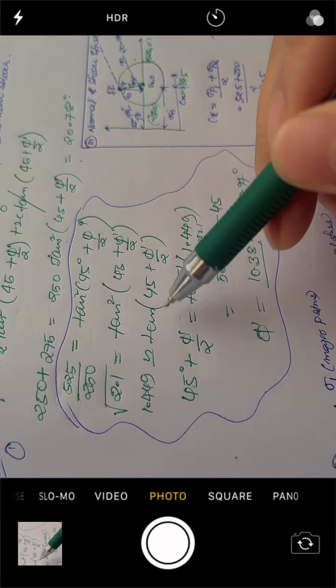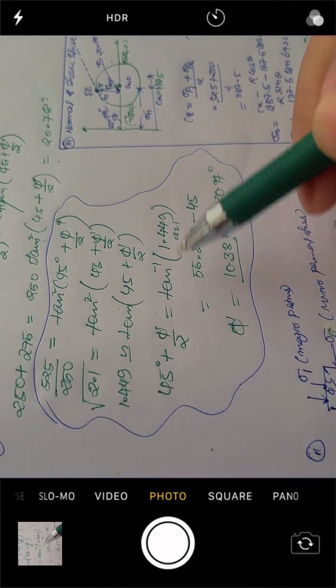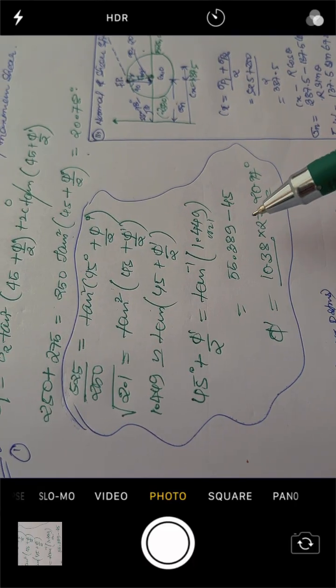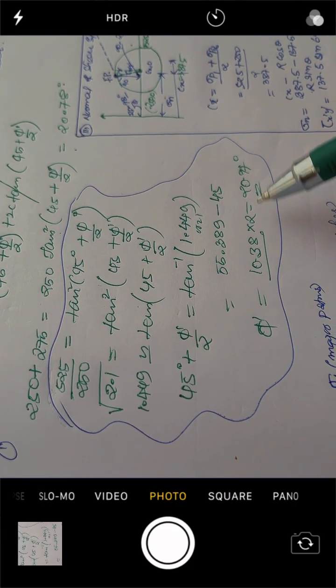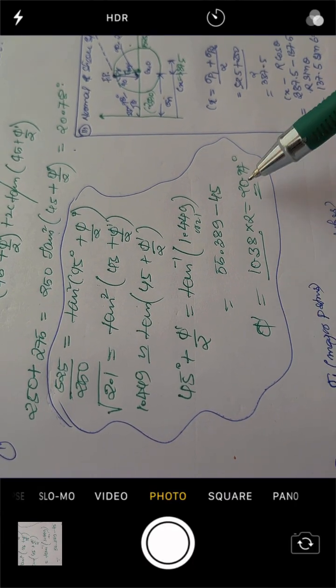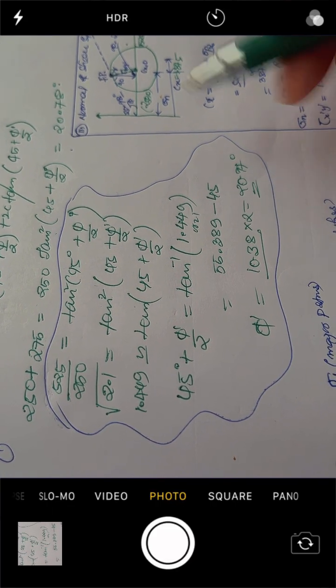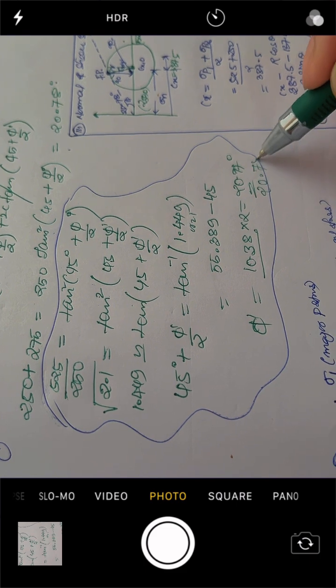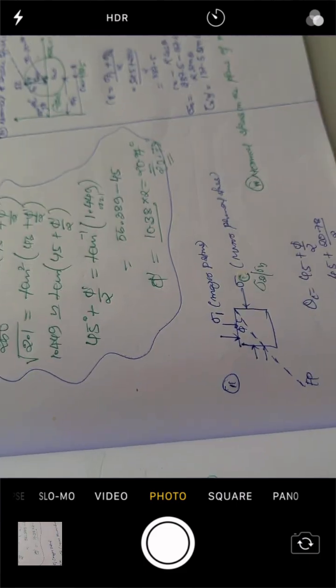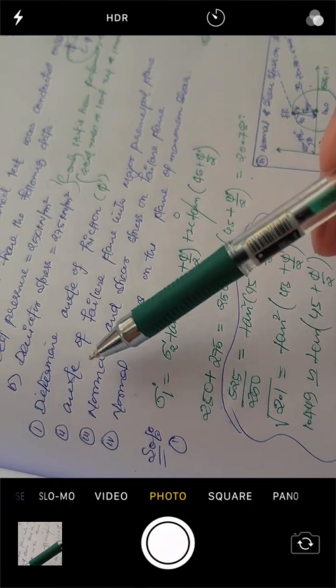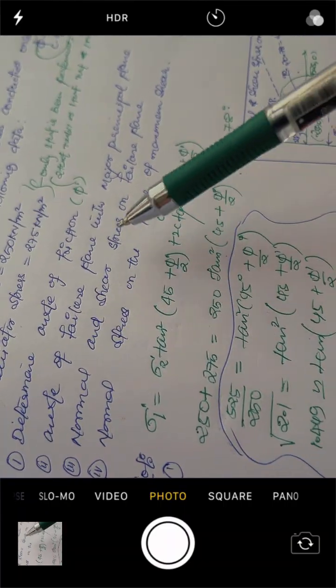It will remain with 2.121 equals tan(45 plus phi by 2). As you can see, simply by looking you can understand it. I have solved it in a very precise manner, I guess. From here you'll get the value of phi equals 20.77 degree, or 20.78 degree, rounded off. And this is the value of phi. In the second part, they have asked the angle of the failure plane with the major principal plane.